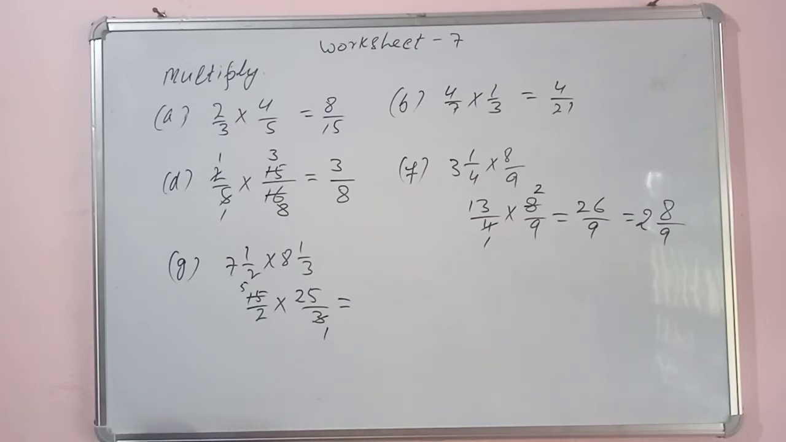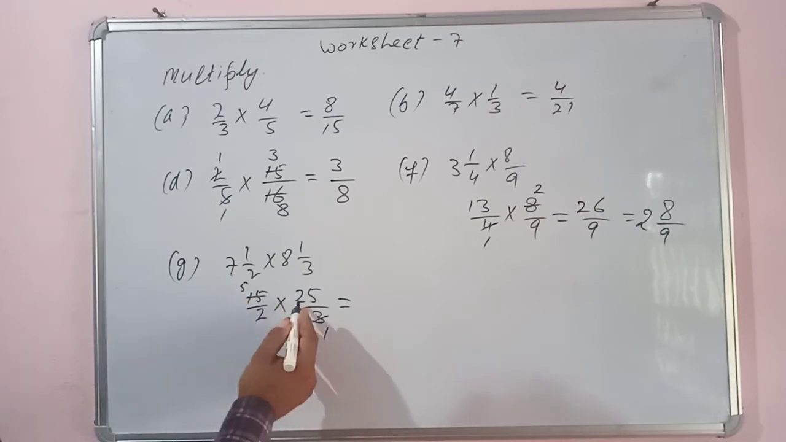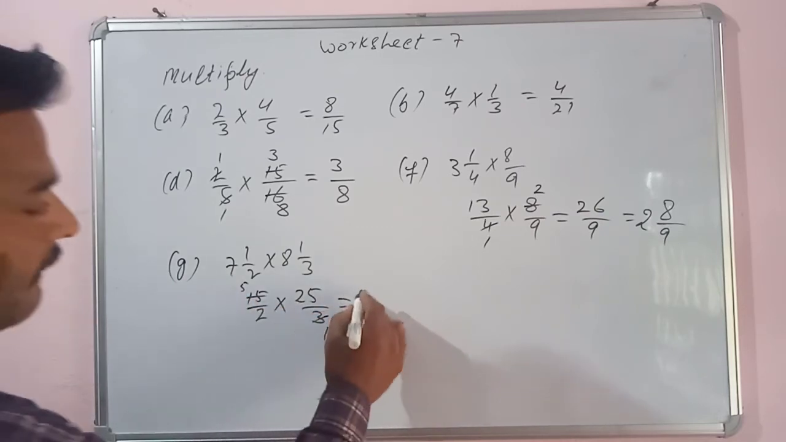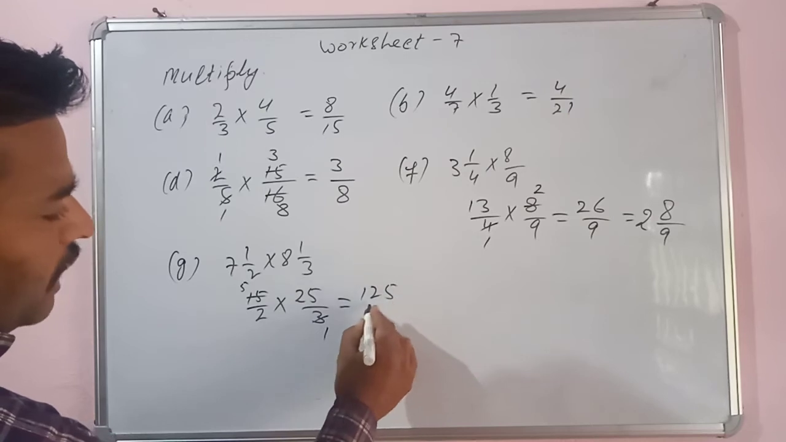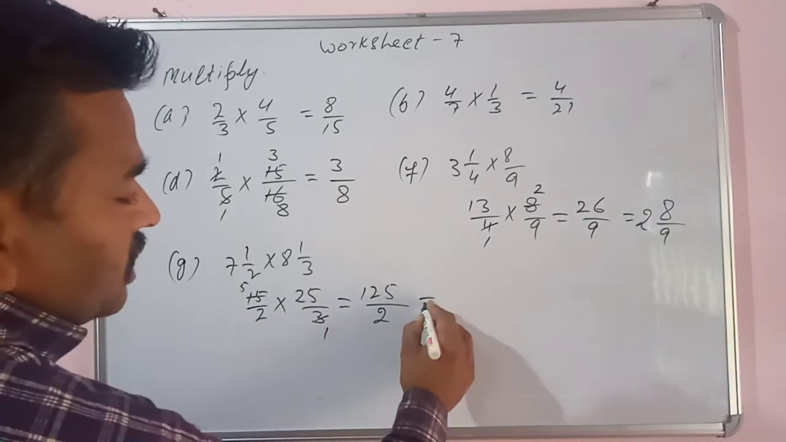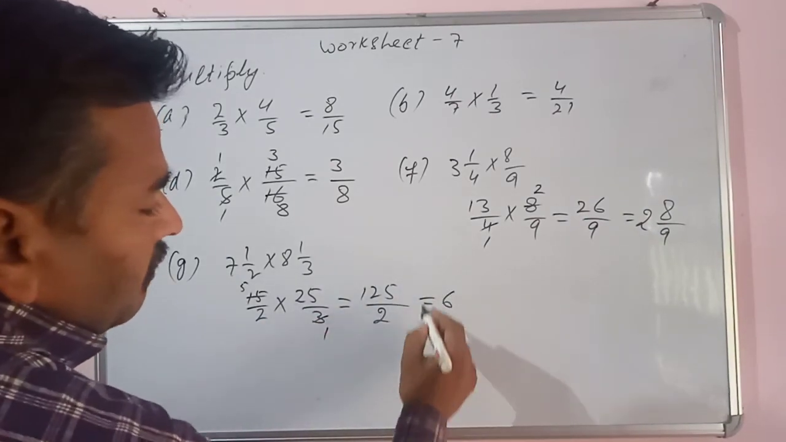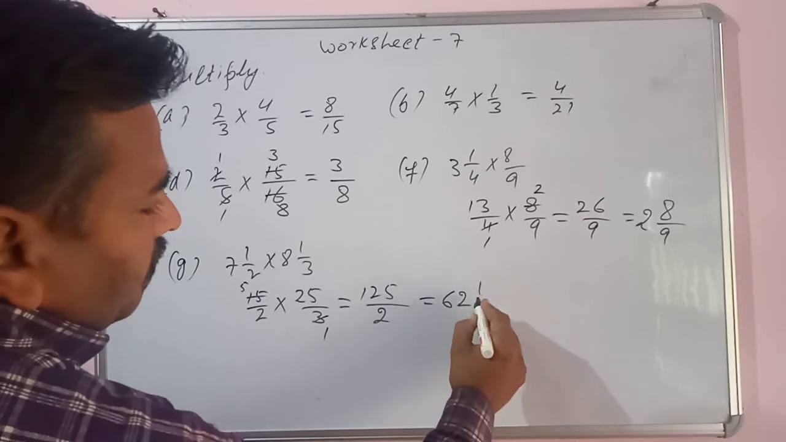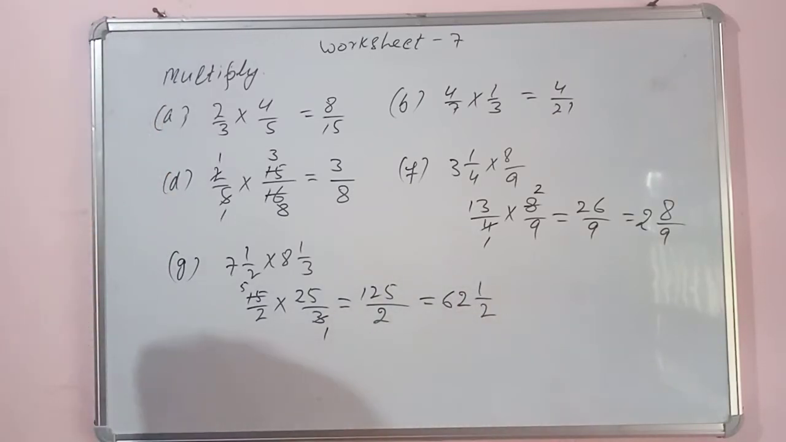So no, neither 5 nor 25 is divisible by 2. So we will multiply 5 with 25. 25 5s are 125 over 2. Now again it is an improper fraction, so we will convert this into a mixed fraction. So when we convert this into a mixed fraction, 2 6s are 12 and 2 2s are 4 and 1 is the remainder. So it is 62 and 1 by 2. So that is the answer.